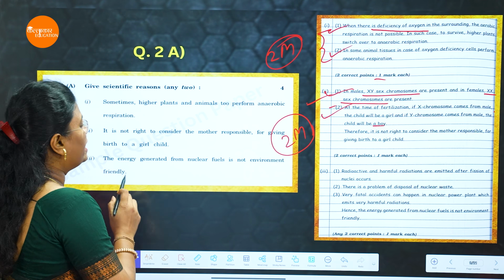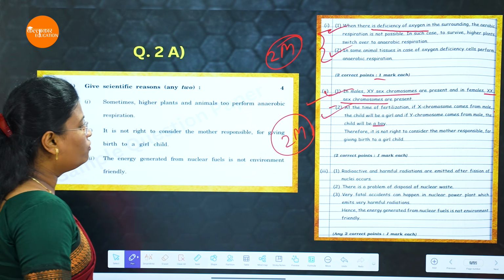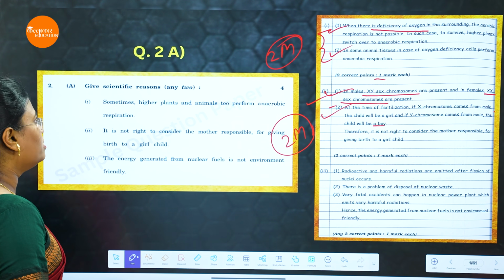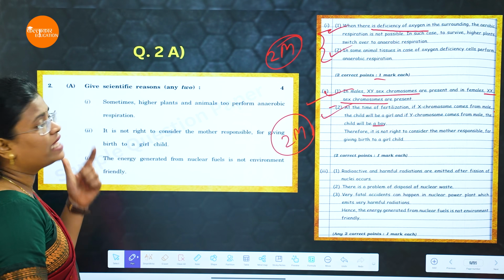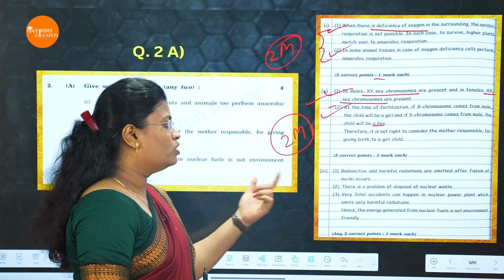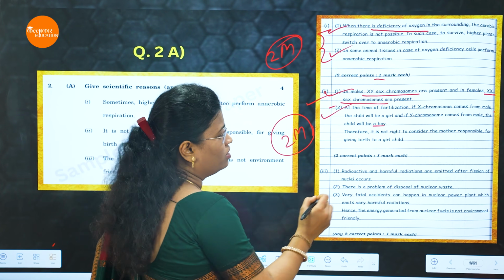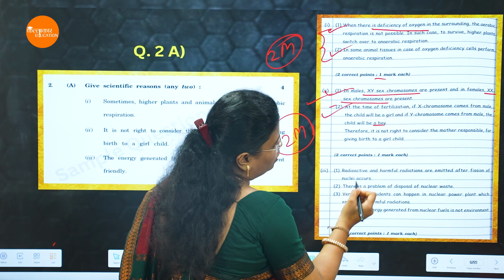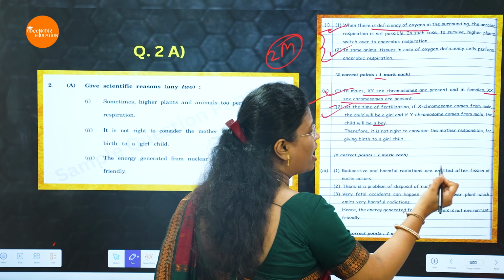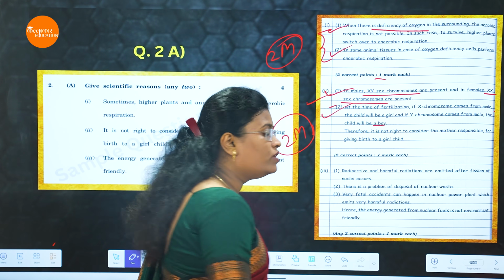Question number 3. The energy generated from the nuclear fuel is not environmental friendly. You have to give the scientific reason for this. So let's start with the answer. Question number 3. First point will be what? Radioactive and harmful radiation are emitted after the fission of nuclei.